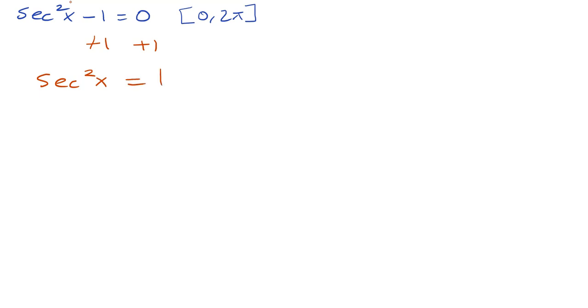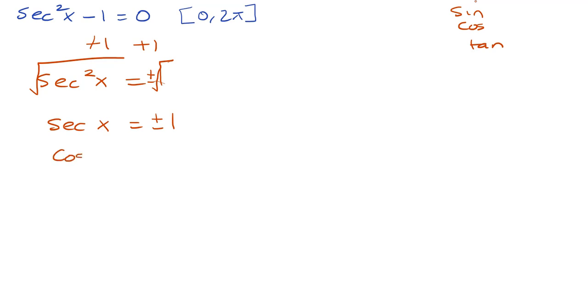And now this is a square, so we're going to find the square root of both sides. And always remember, you have a plus or minus here. So we're going to have secant x equal to plus or minus 1. I know most of us learn the unit circle, and we focus on sine, cosine, and tangent. Because I know secant is 1 over cosine, this one is pretty easy. So this is going to be cosine x equal to 1, and then cosine x equal to negative 1.